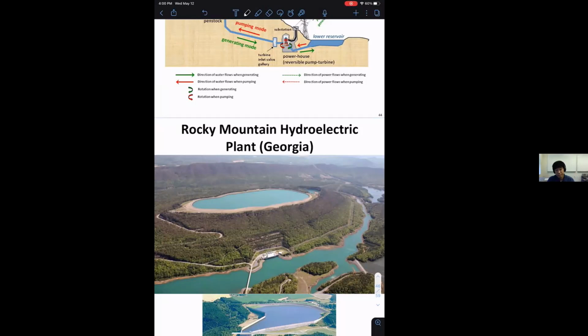So these lakes are often man-made. Not all, there are some natural ones, but a lot of them are man-made. You cannot make this lake arbitrarily, but often you find a relatively flat hill with a river running below it, and that gives a good location to make a lake and have pump hydro.